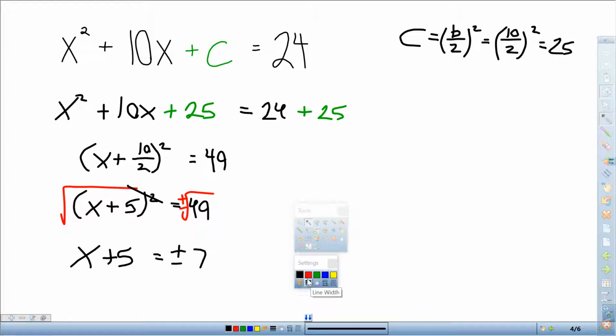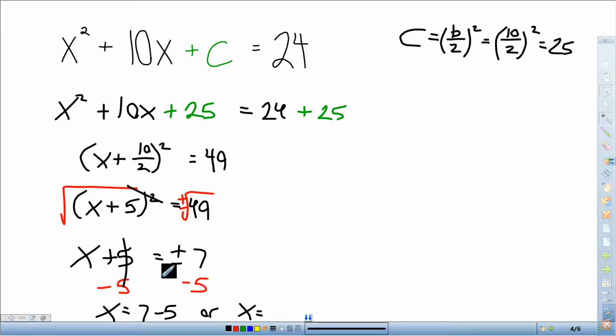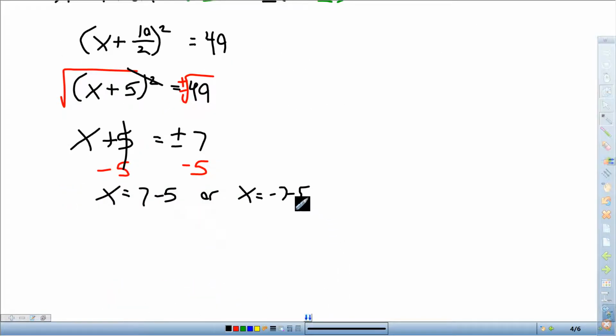Okay, so we have two things. When we go to subtract 5 from both sides to solve, we're getting x equals a positive 7 minus 5, or we're getting x equals a negative 7 minus 5. Sorry, let me write that a little better. Okay, so either x is going to equal 2, or x equals a negative 12.